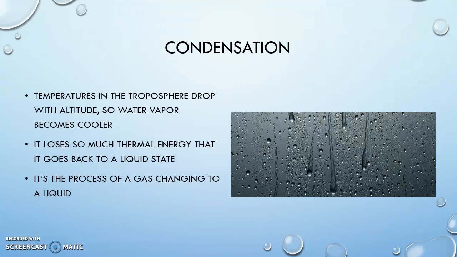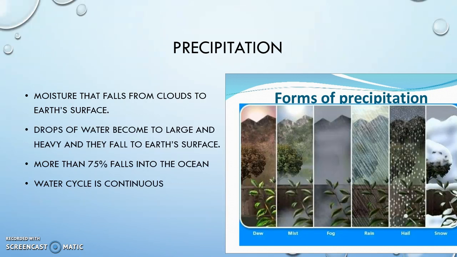Here we talk about condensation. Condensation is where temperatures in the troposphere, which is the very first layer of our atmosphere, drop as we increase altitude. So the higher we go, the colder it gets. So water vapor becomes cooler, and it'll lose a lot of that thermal energy. Thermal energy is another way of saying heat. So it loses that thermal energy, and it'll go back into a liquid state. So condensation, by definition, is the process of a gas changing back into a liquid.